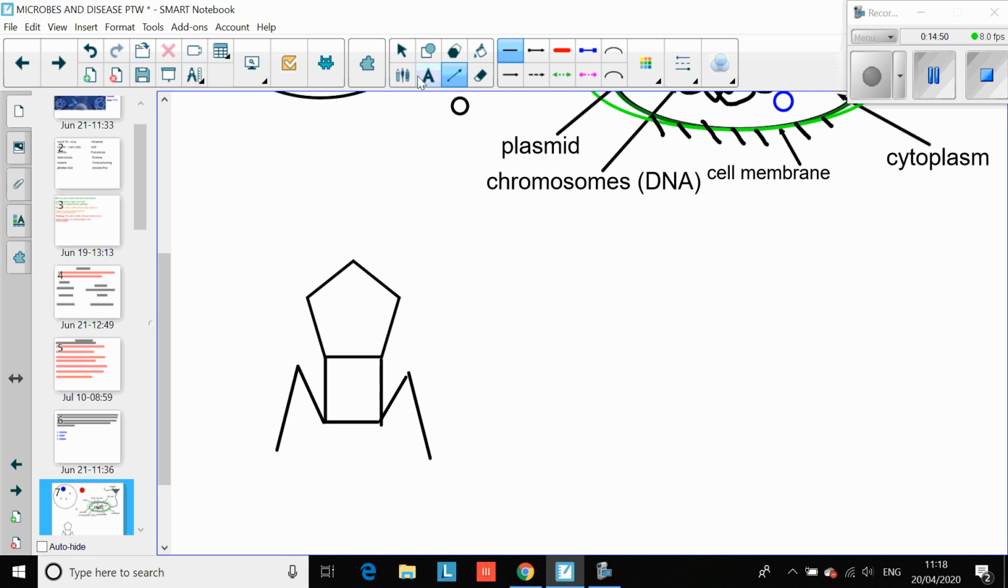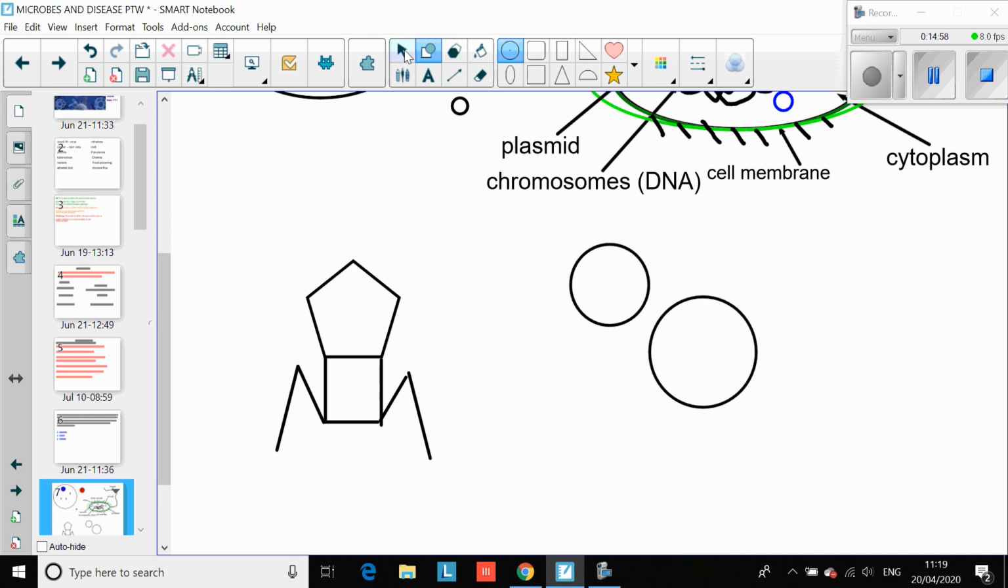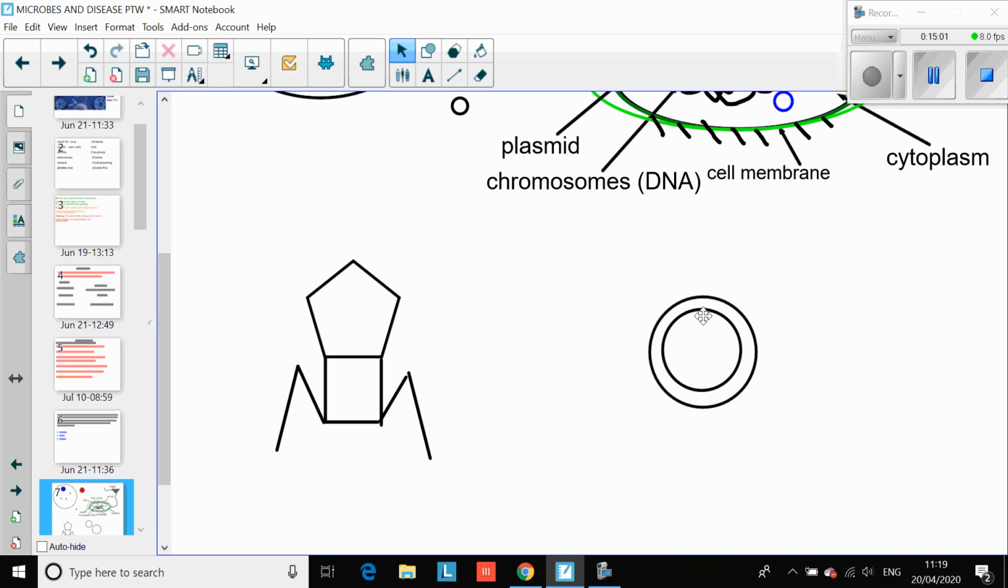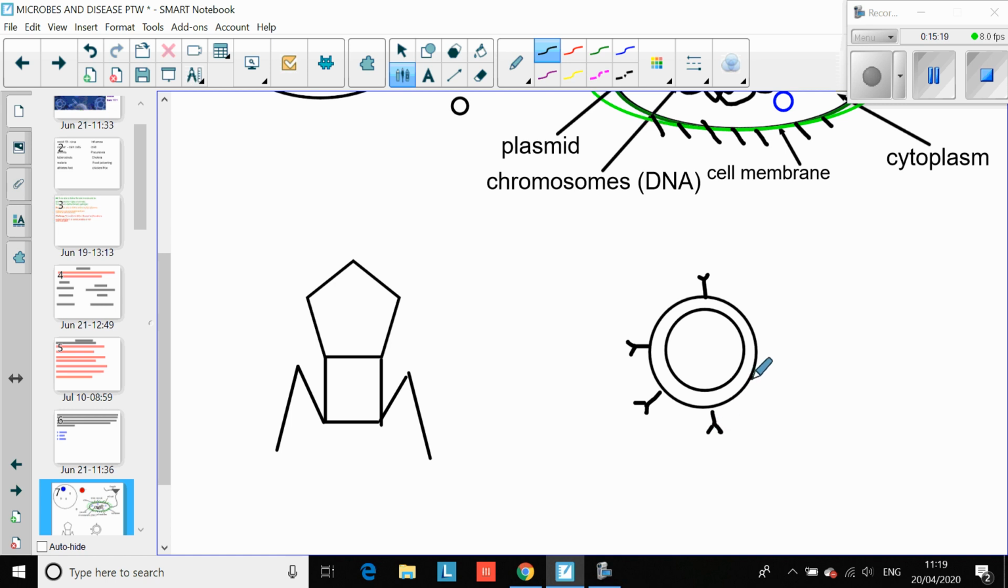I'll do another one as well, just for an example. Probably one that you're a bit more familiar with. One that looks a bit like this. Okay, so you can draw these and we'll label them up together. Okay, so if you can just quickly draw these, this is what a couple of examples of typical viruses look like. Okay, but they are much, much simpler.